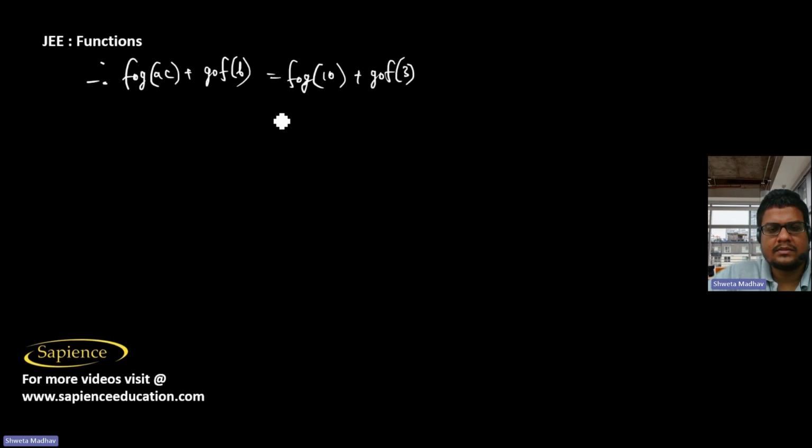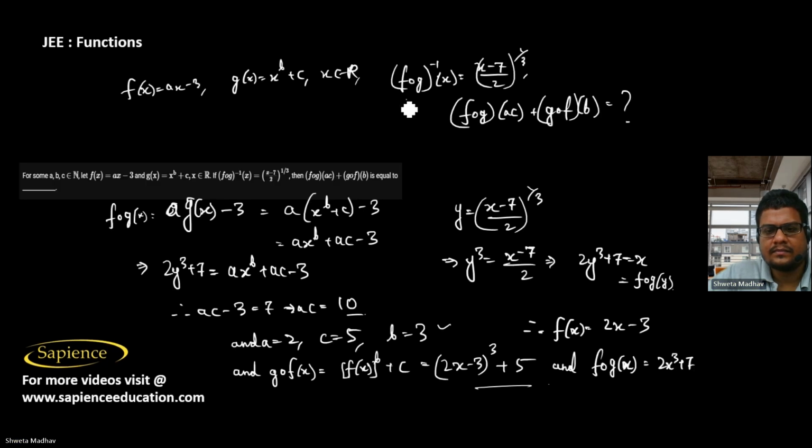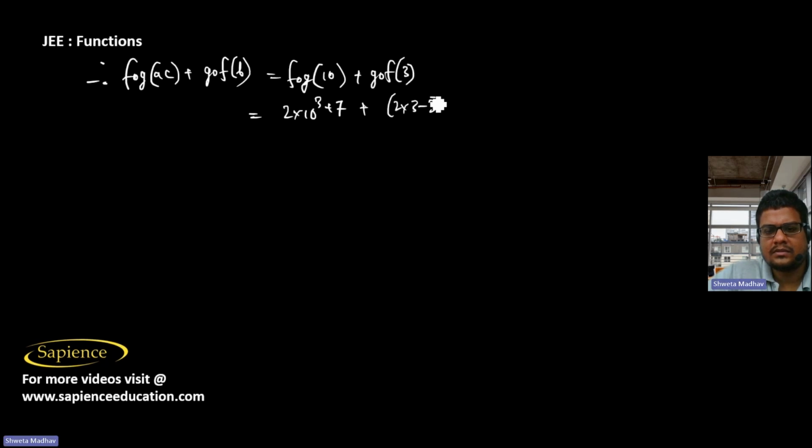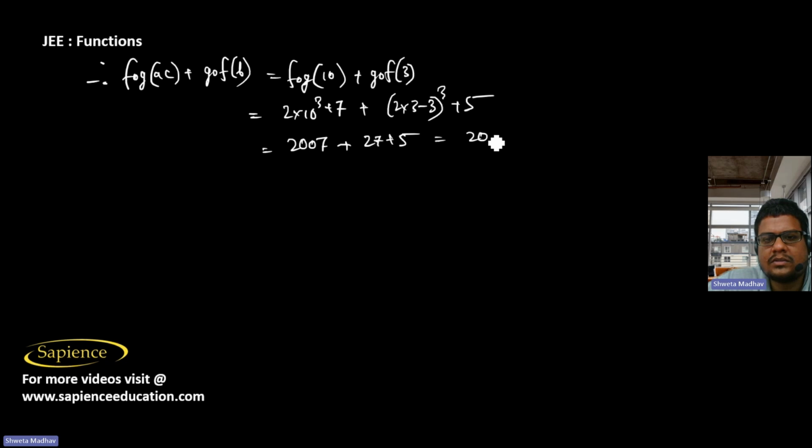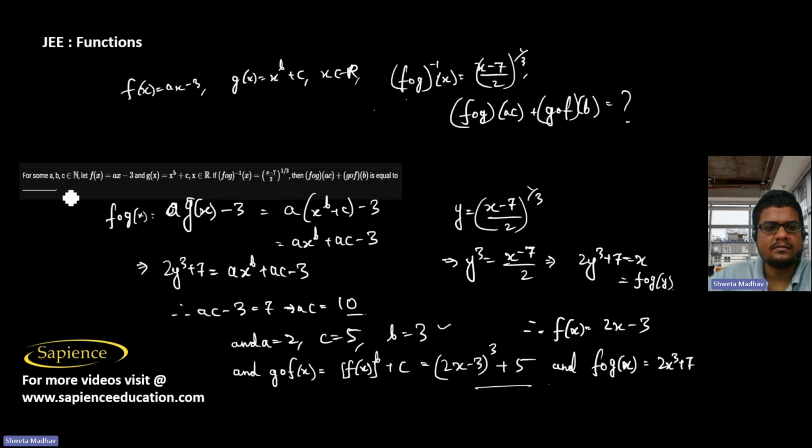Since f of g is 2x cube plus 7, it will be 2 into 10 cube plus 7, plus g of f of 3, that is 2 into 3 minus 3, whole power 3, plus 5. So this will be 2 into 1000, so 2007, plus 2 times 3 is 6, 6 minus 3 is 3, 3 cube is 27, plus 5. So this is 2007 plus 32, that is 2039. So 2039 is the answer.